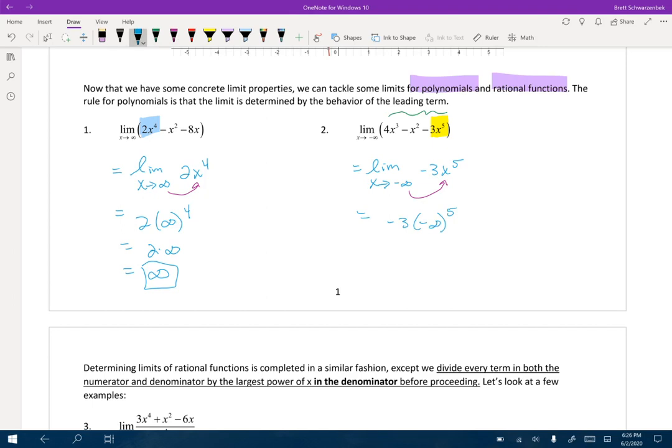Negative infinity to the 5th. Any negative number to the 5th stays negative. This is just basic math rules, and it applies to infinity as well. So we're going to get negative 3 times negative infinity, which is going to give us positive infinity. Remember, the 3 is of no consequence because 3 infinities is still just infinity. The key is that a negative times a negative gets us a positive, so we end up with infinity for this problem as well.